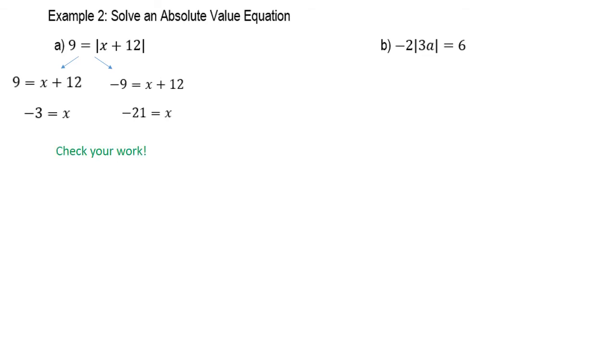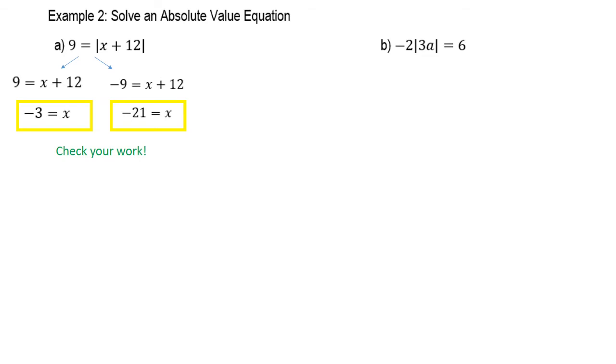So when you check your work, you're plugging it back into the original. So we have 9 equals the absolute value of negative 3 plus 12. Negative 3 plus 12 is 9, so the absolute value of 9 is 9, so that one works. And also when we plug in negative 21, it's 9 equals the absolute value of negative 21 plus 12. Negative 21 plus 12 is negative 9, but when we take the absolute value, it's positive 9. So both of these answers do work in this situation. Moving along to example B.